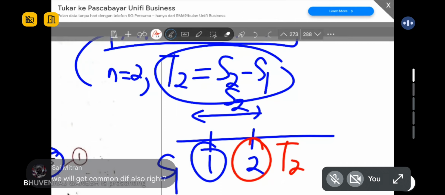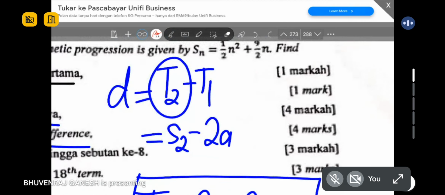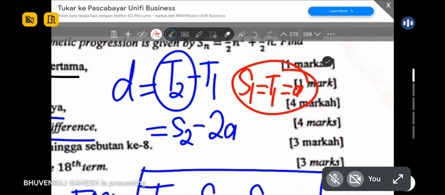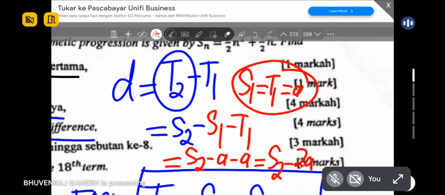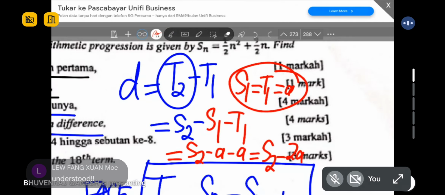So this is the concept. We will get the common difference. Okay, the common difference is actually S2 minus 2A, 2 kali sebutan pertama. Because S1 and T1, you must remember, these two things are actually equal to A. Dua-dua ni sama. S1 is equal to T1, T1 is equal to A. Understand? Why 2A? Because S2 minus S1 minus T1. S1 is A, T1 also A. So that's why it's S2 minus 2A. Faham tak guys? So you guys can remember actually, d is S2 minus 2A directly. Boleh hafal rumus ni.